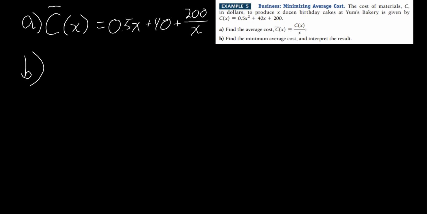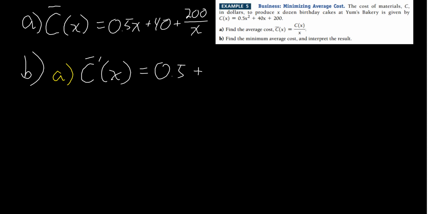In order to find the minimum average cost, that's going to be a critical point, because we're talking about maximums and minimums. So let's start this process. First, we're going to take the derivative. The derivative of C bar of x is going to be 0.5 plus, the derivative of 40 is just 0, and then the derivative of 200 over x.